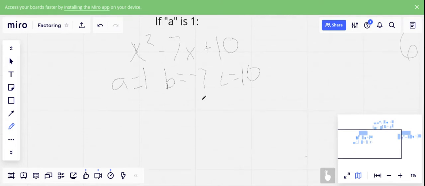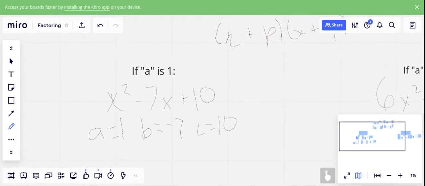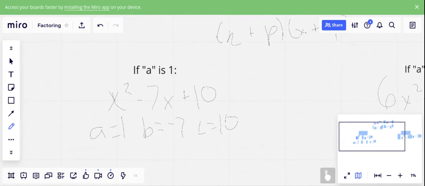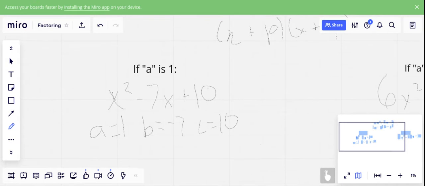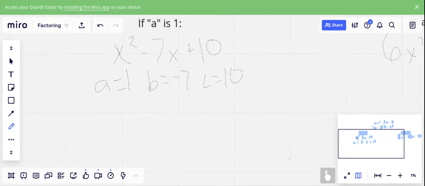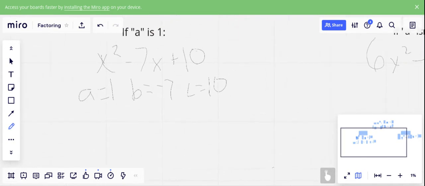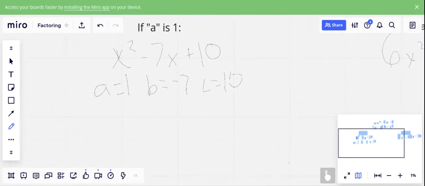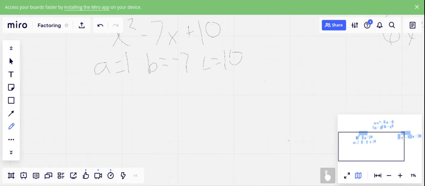Factoring is also the easiest form of finding the roots. If factoring doesn't work, as it won't always work, try the quadratic formula. Now if a is 1 and after we've labeled a, b, and c, we need to find two numbers whose product is the c term, and in this case c is 10. So a times b should be equal to 10.